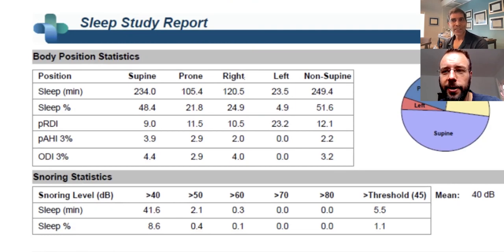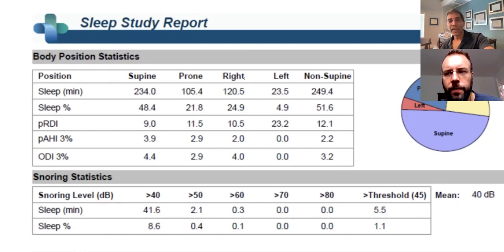Nasal breathing differences? Yeah, 100%. That means one side is obstructed. And when you sleep on the obstructed side, your breathing is good. When you sleep on the good side and not on the obstructed side, your numbers get worse.